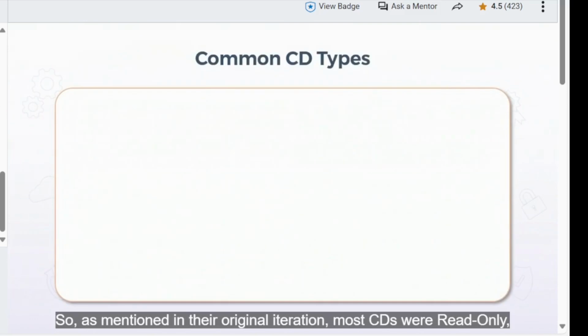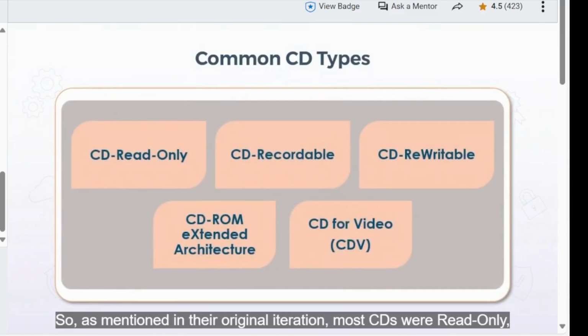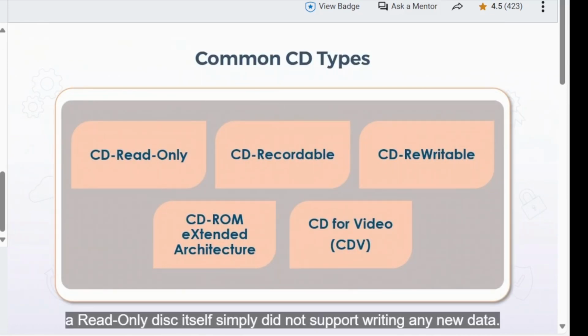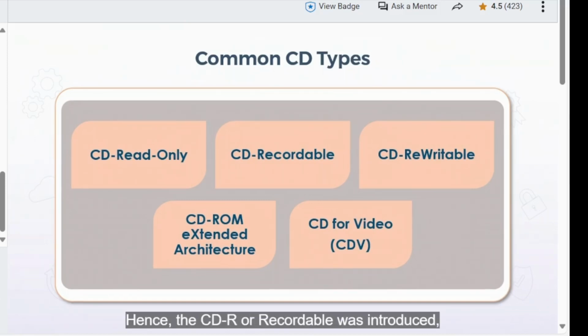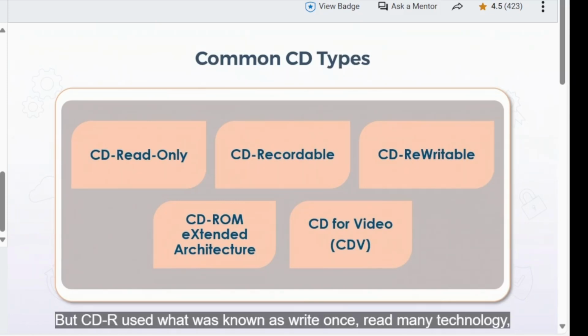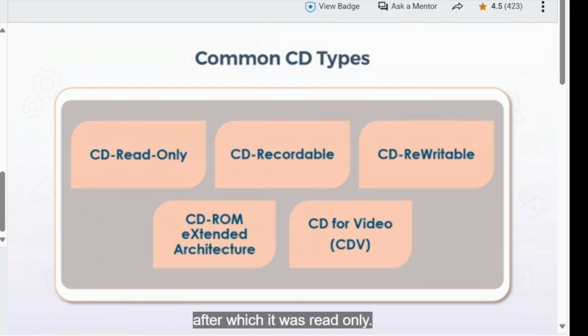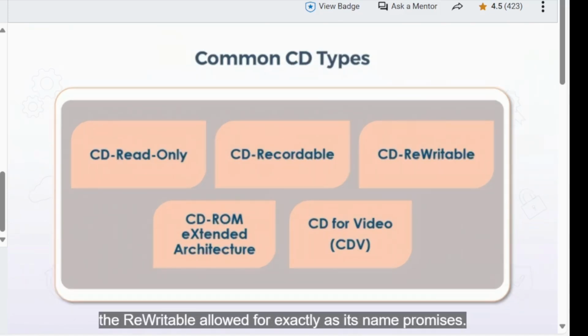So as mentioned, in their original iteration, most CDs were read-only. So regardless of whether you did have a CD burner, a read-only disk itself simply did not support writing any new data. Hence the CD-R, or recordable, was introduced, which was essentially a blank disk that allowed us to write our own data. But CD-R used what was known as write once, read many technology, meaning that you could only write data one time, after which it was read-only. To address that shortcoming, the CD-RW, or rewritable, allowed for exactly as its name promises. Data could be written, but then overwritten if need be.